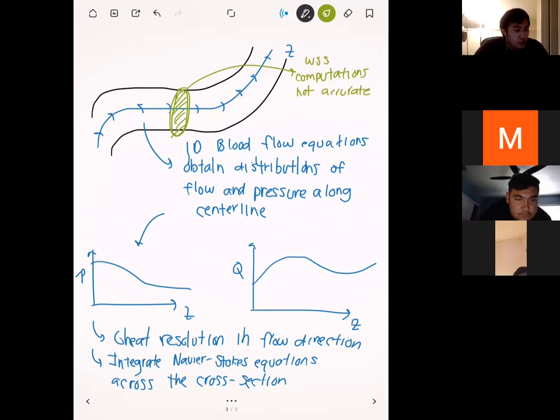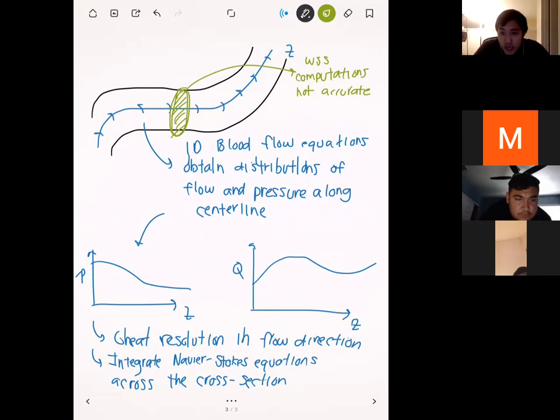But even without wall shear stress, there's a lot of really nice things about the 1D equations, especially about wave propagation. For the first time, we've talked about wave propagation just in theory, but you'll actually see some computations and simulations that back up a lot of what we've talked about with wave propagation. So that's going to be one of the nice things about these 1D equations. All right, any questions on this so far?